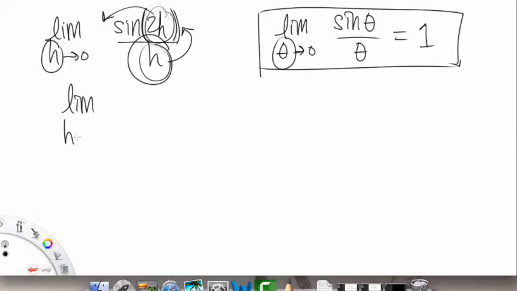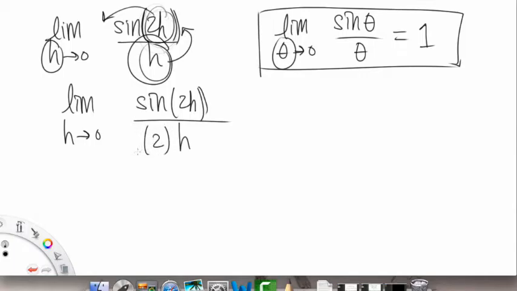So we have limit as h goes to 0, sine of 2h, right? That 2 is bound to the h inside the sine. But now we have an h down here. So what I'm going to do is add a 2 down here, so that looks exactly like our 2h here. But in adding that 2, I also have to add a 2 on top. So then we have a 2 over 2. It's like I just multiplied by 1, but in a little different form. That's why I added that 2 there.